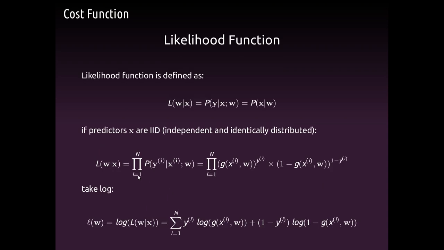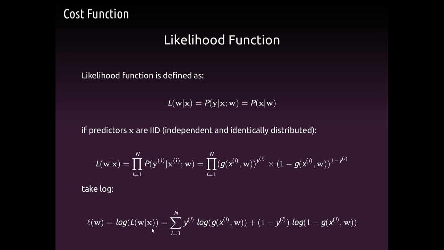And in order to convert the product to the summation, we take the logarithm of the likelihood. We call it the logarithm of L of W given x here, and it is equal to the summation. Then when the log enters this expression, it will convert the product to the summation, and we will get the power as multiplied by the log of the internal function.